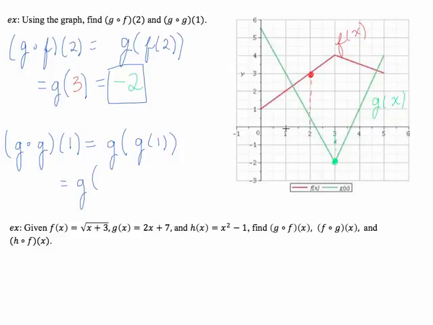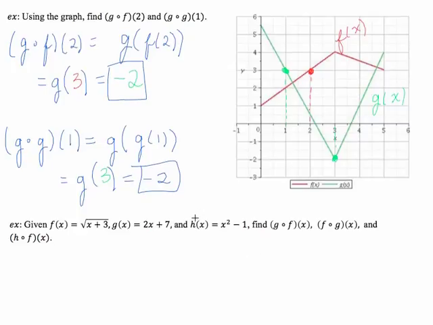So we go to x is 1, and then up to the function g, which this time is up here. So g of 1 is 3. Then we find g of 3, that's what we ended up finding over here. g of 3 is -2. Coincidentally, they're the same, but that's just coincidence. Okay.